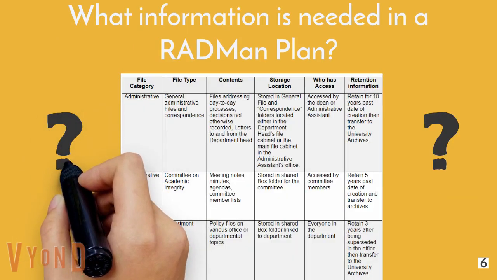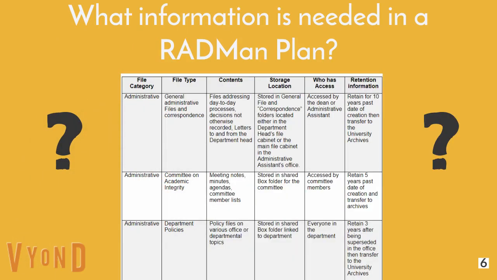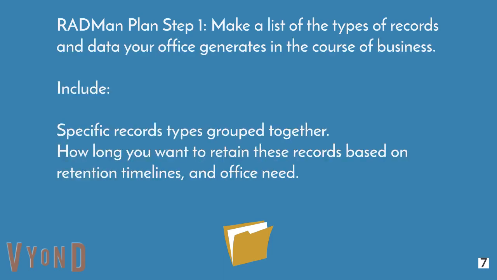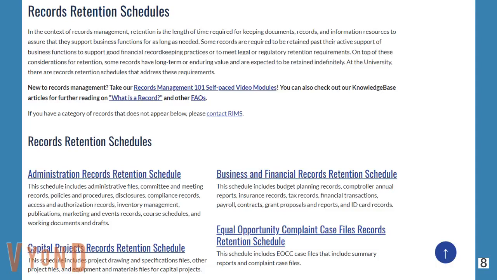Let's talk about what is needed for a RADMAN plan. First, make a list of the kinds of records and other administrative data your office generates and/or receives and describe their primary functions. Include specific titles for each record and group them into general categories based on their primary functions. You can use the retention schedules on the RIMS website to help identify some record groups.